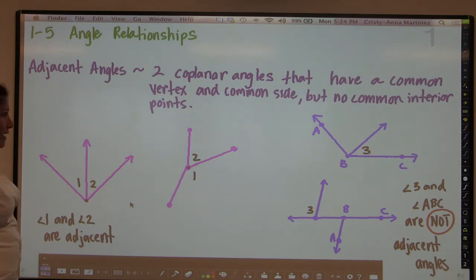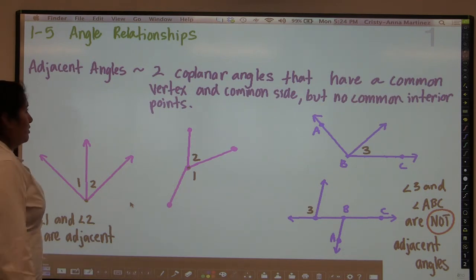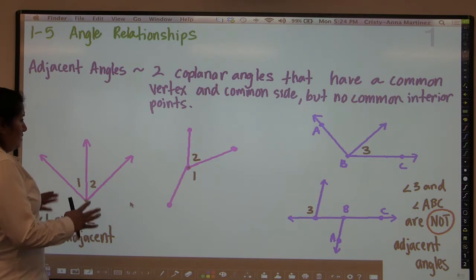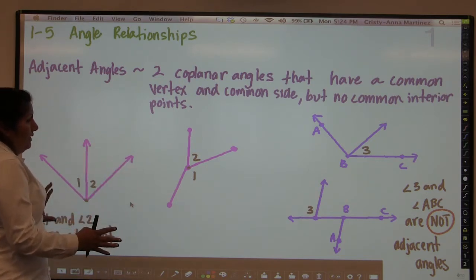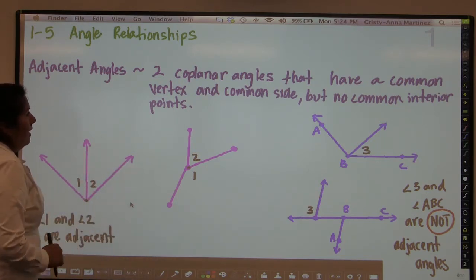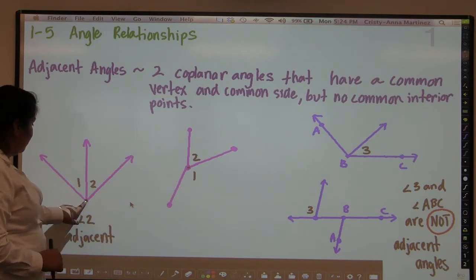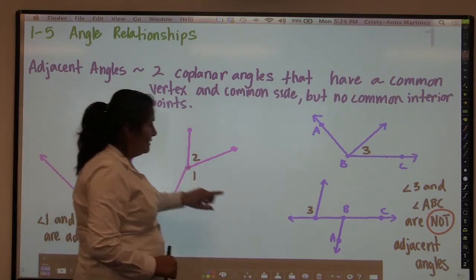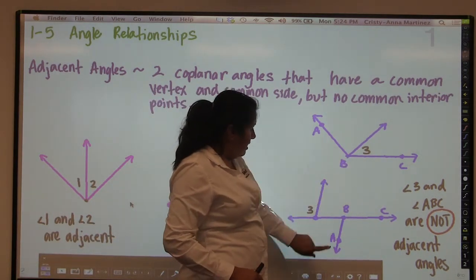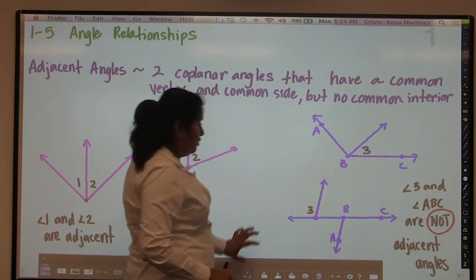First up is adjacent angles. Adjacent angles are two coplanar angles that have a common vertex and a common side, but no common interior points. Coplanar means that they're both in the same plane. Obviously everything on the board right now is in the same plane because the board is the plane. Common vertex, all of these have a common vertex. This one is not a common vertex, which is why it's a big fat no.